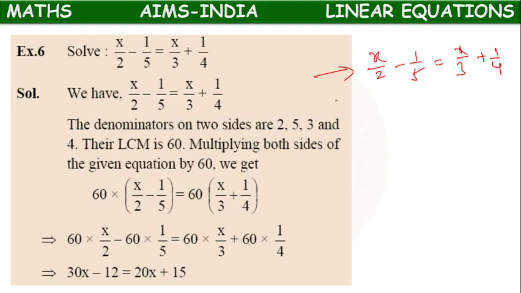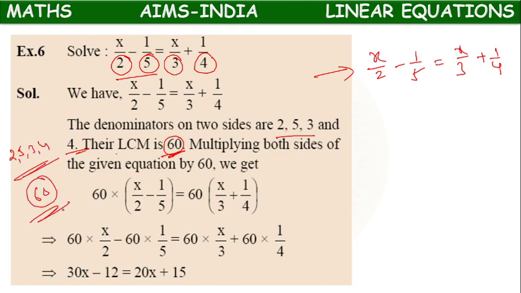Given the question, first, what are the denominators here? 2, 5, 3, 4 on the two sides. Their LCM is 60. With that LCM, we can multiply on both sides.